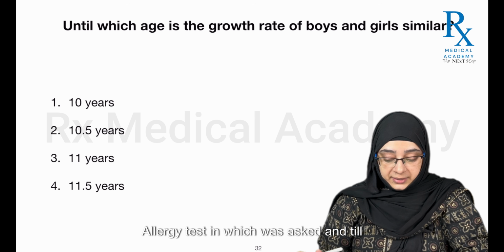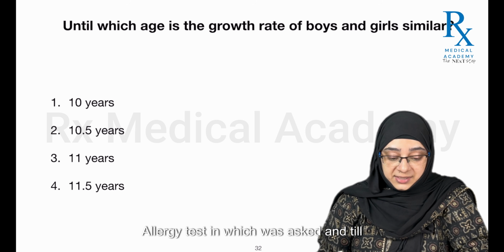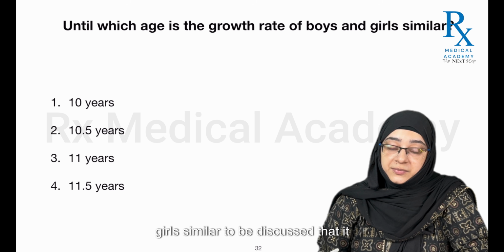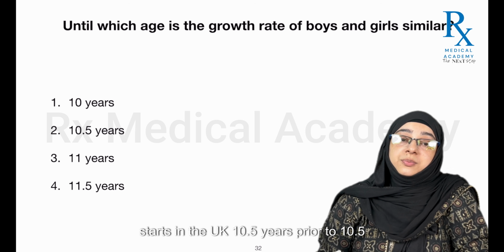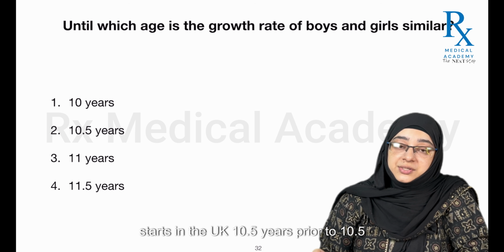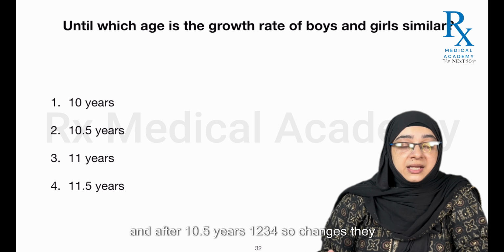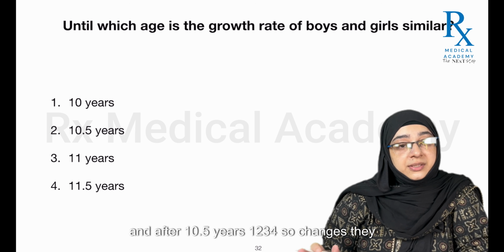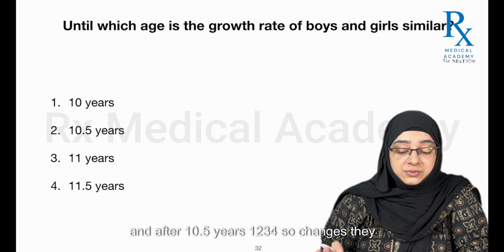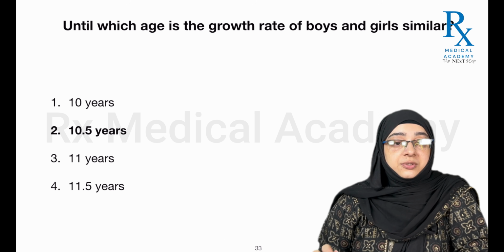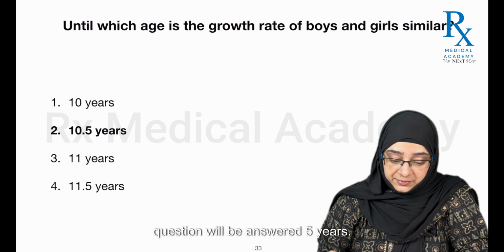Okay. Let's see another question which was asked. Until which age is the growth rate of boys and girls similar? So we discussed that puberty starts in girls at 10.5 years. It means prior to 10.5 years, the boys and girls were growing at the same pace. And after 10.5 years, when puberty sets in, changes take place. Therefore, please remember that this question will be answered as 10.5 years.